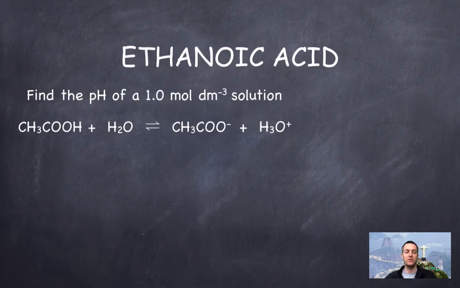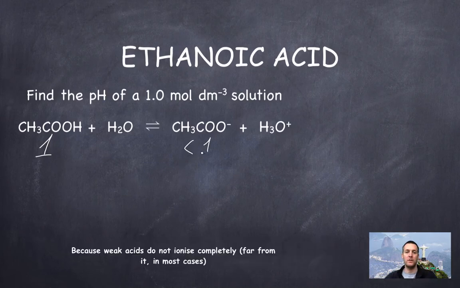Here we've got a solution with a 1 mole per dm cubed concentration. So if I take 1 mole of that and dissolve it in water, in 1 dm cubed of water, I will get a lot less than 1 mole per dm cubed of that, and a lot less than 1 mole per dm cubed of that.